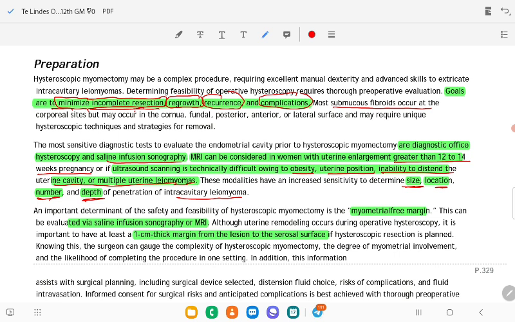The important determinant for safety and feasibility is the myometrial margin. There has to be some margin left behind, otherwise you risk perforation. This can be evaluated by saline infusion sonography or MRI. Although uterine remodeling during the operation is important, a 1 cm margin from the lesion to the serosal surface is needed.